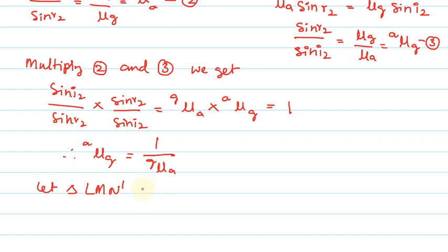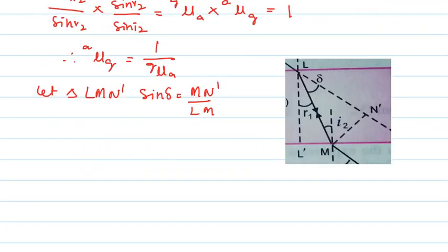So from this right angle triangle, we can write sine delta is equal to MN prime upon LM. Here MN prime is the perpendicular distance D, right? So I can take MN prime is equal to sine delta into LM.